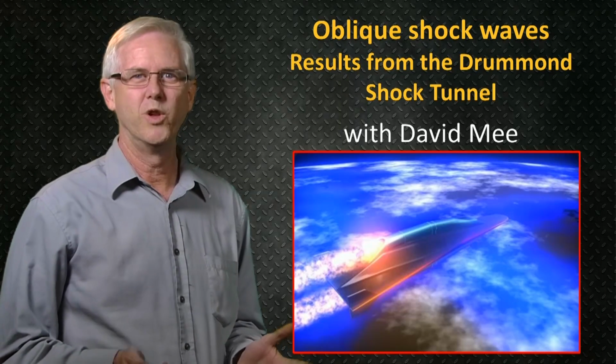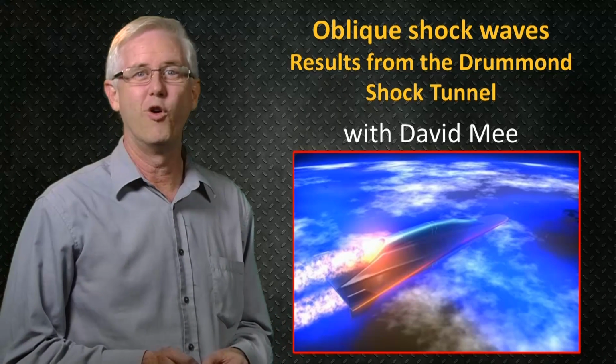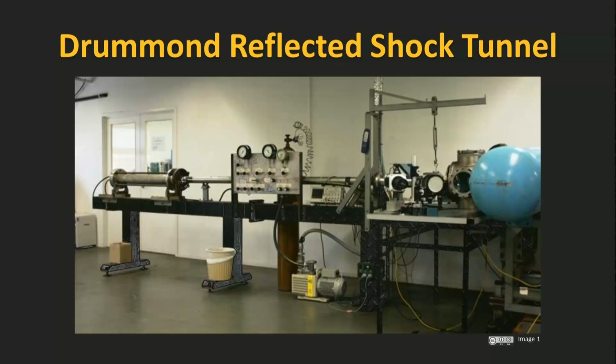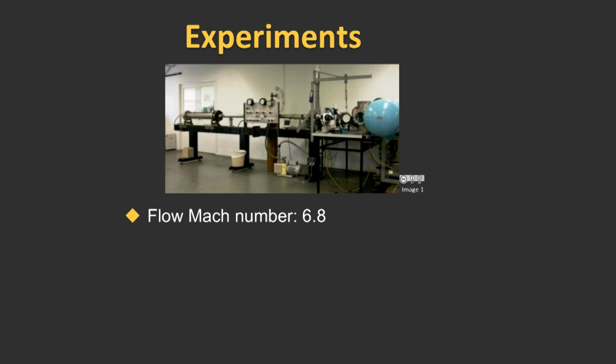In this video, we'll look at some results for shock angles that form in a hypersonic flow. The small Drummond reflected shock tunnel, located in the Centre for Hypersonics at the University of Queensland, was used for the experiments, from which I'll present some results here. The Drummond tunnel is the tunnel that David Gilfind described earlier when he introduced the Schlieren technique for visualising shockwaves. The tunnel was set up to produce flows in the test section at Mach 6.8, so the flows are hypersonic.